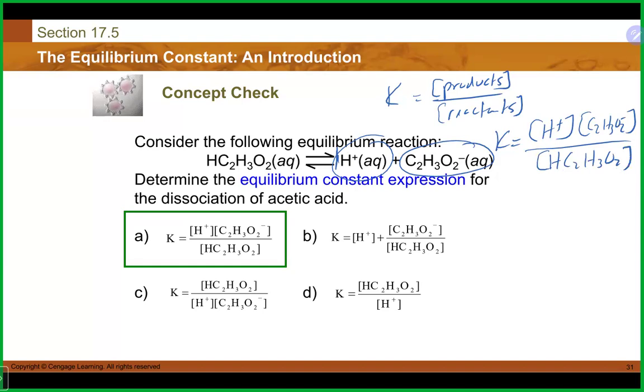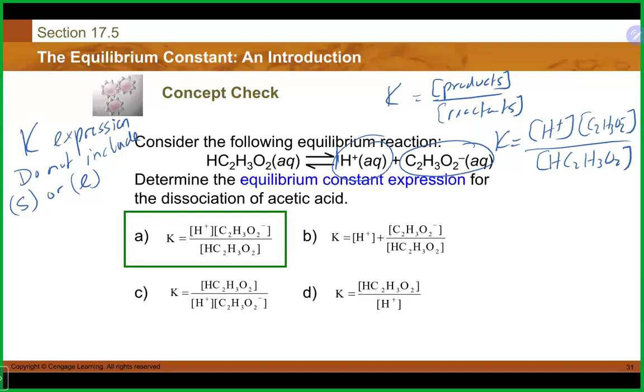Now, when we talk about equilibrium expressions, there are basically 2 things that you include in it, and there's really 2 things that you don't put in it. So when you're writing a K expression, we do not include anything in the equation that is a solid or a pure liquid. So anything that has an S or an L next to it, we do not put into the equilibrium expression.